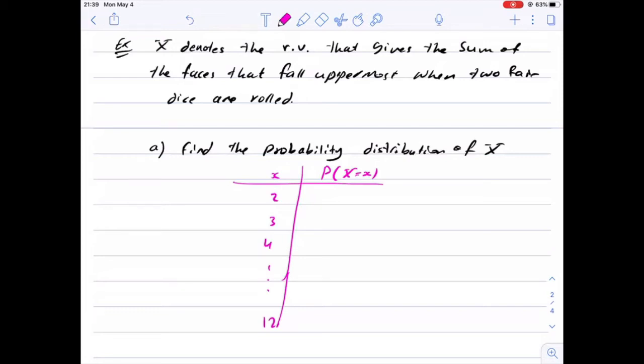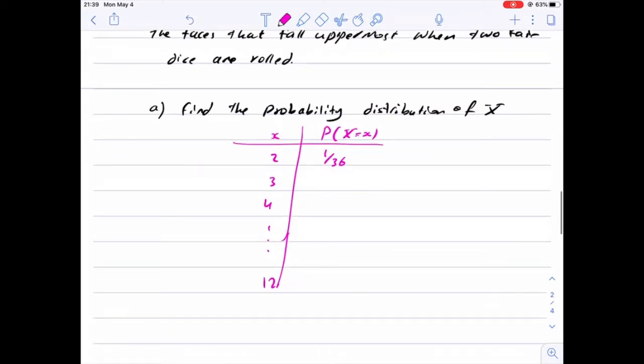Now what are the probabilities? To get 2, we only have one outcome, which is 1 on the first die and 1 on the second die. That means just one outcome, 1, 1. So it's 1 out of 36. Okay. Now what about x equals 3? That means the sum is 3. Sum is 3 is either 1 and 2 or 2 and 1. So those are 2 outcomes out of 36.